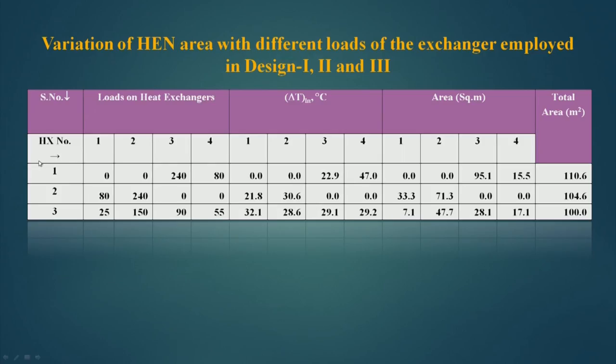So, again we see this table, and we have explained why design 1 has got maximum area, design 2 has got area in between these two extremes, and design 3 has got minimum area.